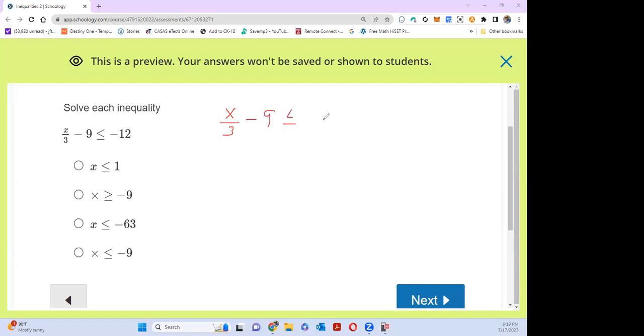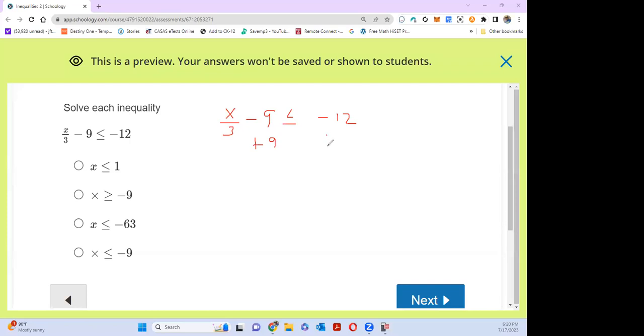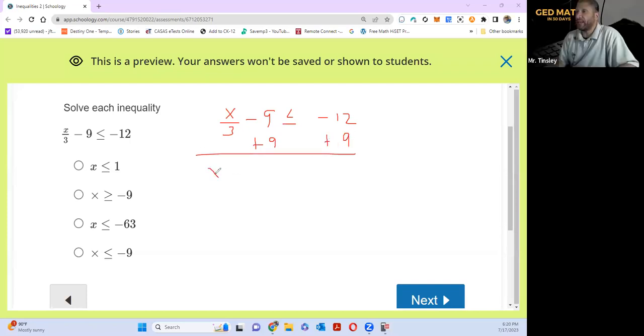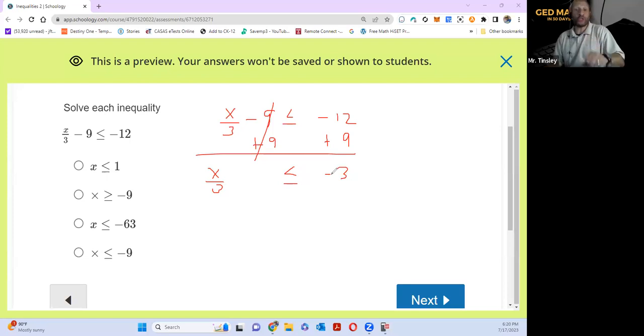To get x by itself, you want to get rid of the -9. What's the opposite of -9? Plus 9. Whatever you do on one side, you do on the other. So x divided by 3, those 9s cancel, less than or equal to, -12 plus 9 is -3. You should be able to talk yourself through that problem just like that. If you can't, then you need to practice. Even if you do the same problem multiple times, you walk yourself through the steps.